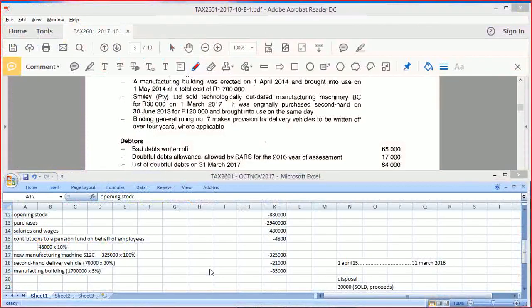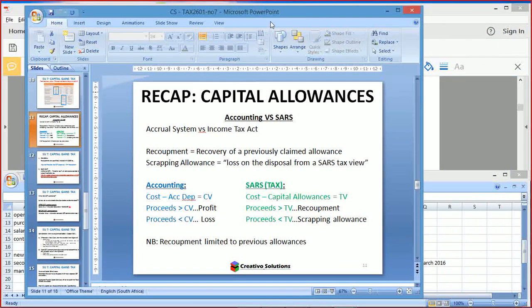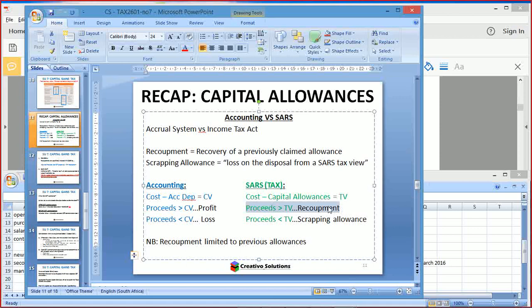Because our proceeds were much higher than our tax value, because we had already received the allowances off of the full asset. That's why when I was saying to you that I looked at it in the sense of saying cost minus the allowances, which was my 120 minus 120 to give me a tax value of zero, to determine whether it would be either scrapping allowance or a recoupment. So because my proceeds at the end of the day were 30,000, they were much higher than my zero. 100%. So I looked at it that way. Yes. Okay, so that's what you need to show.